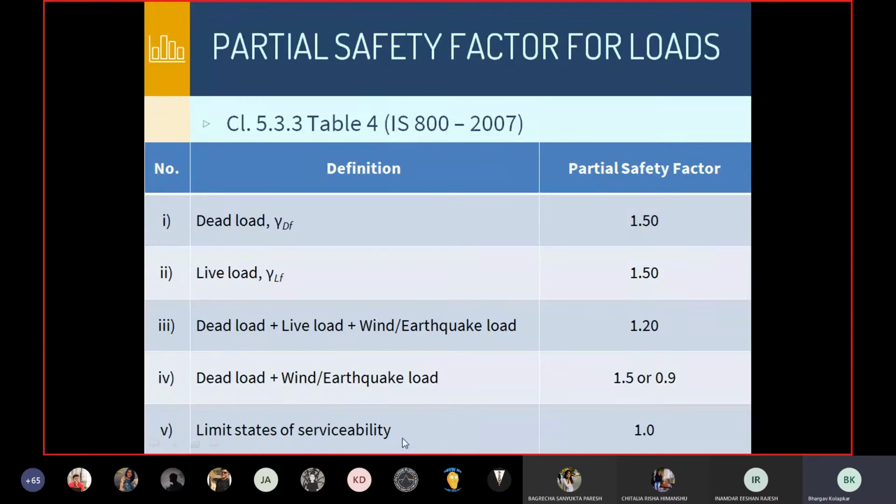Can someone answer this question? Why is it that for limit states of strength, we have factors greater than 1, but for limit states of serviceability, we consider the actual load? Or why is it that we use a factor of 1 for limit states of serviceability? Can someone answer this question?